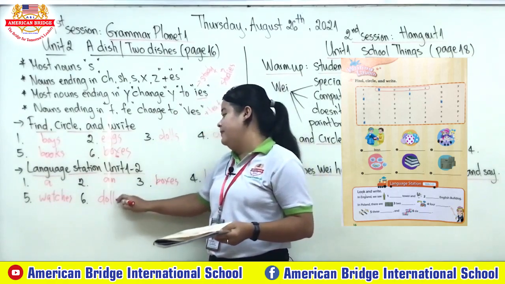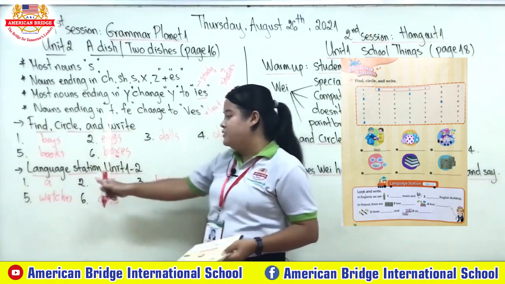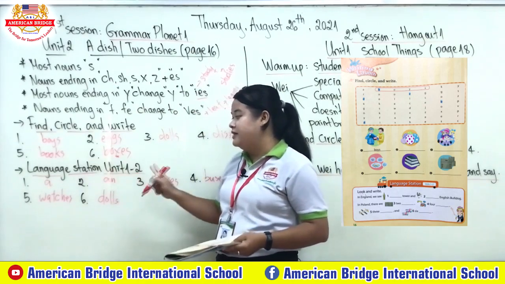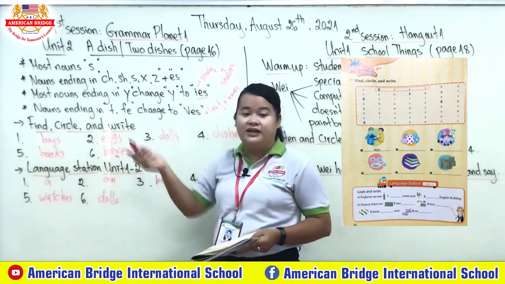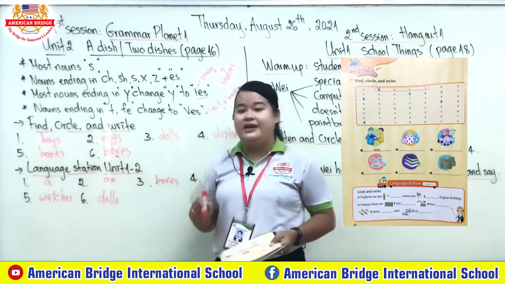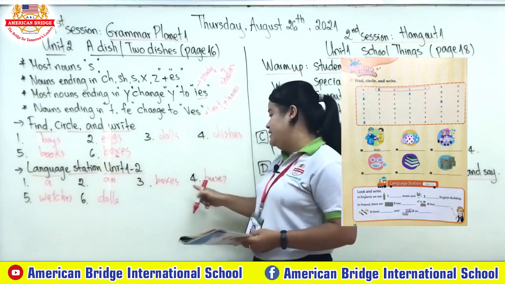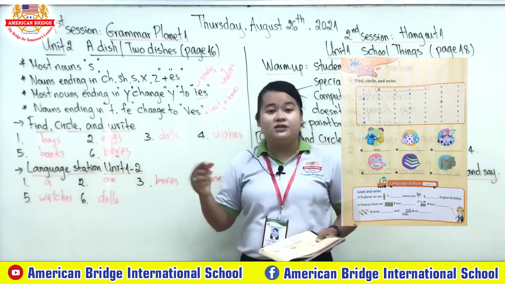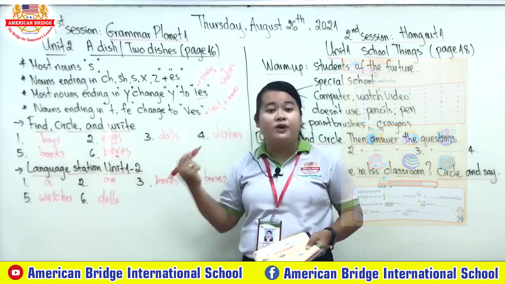Now let's look at number 1 and number 2. Numbers 1 and 2 refer to the lesson in Unit 1. From number 3 until number 5 refer to Unit 2, where we talk about plural.